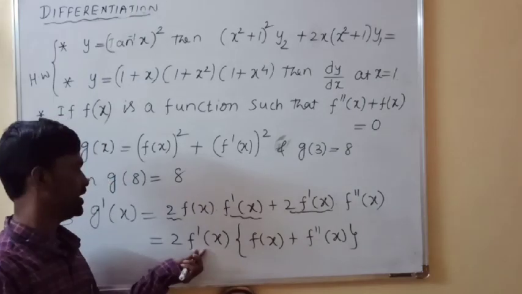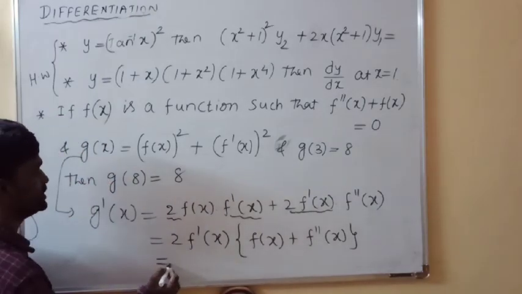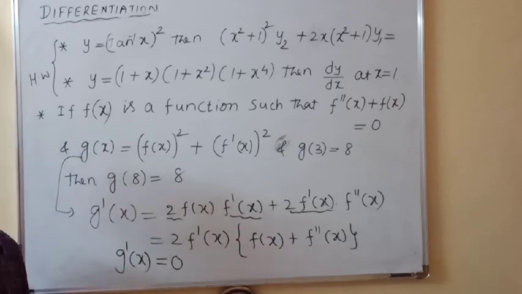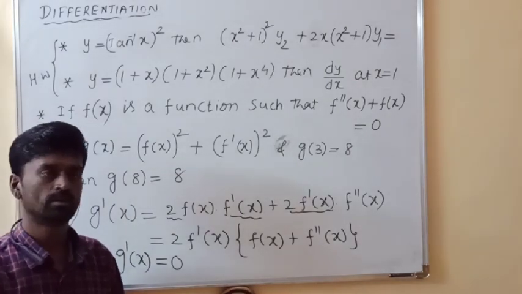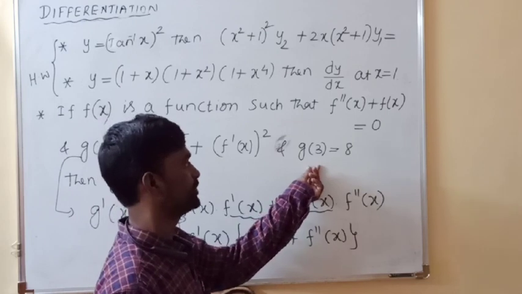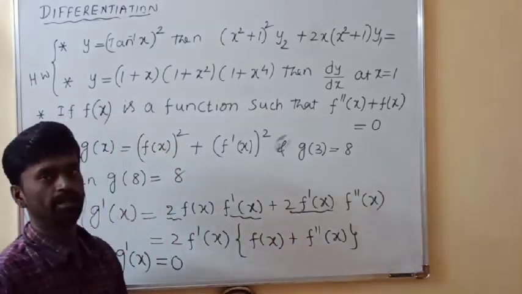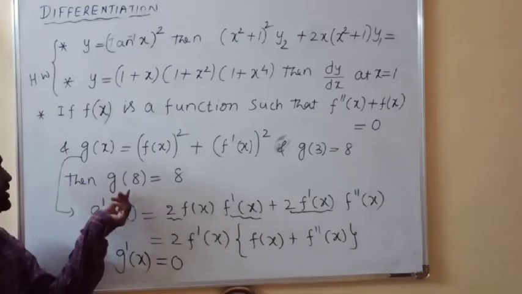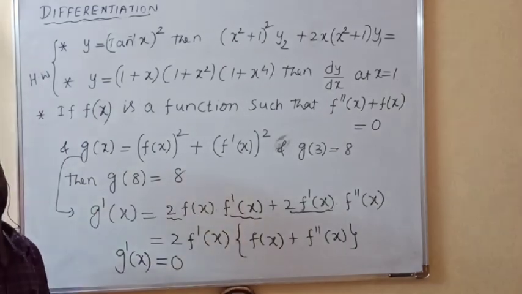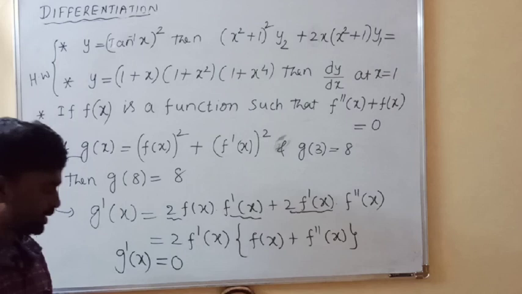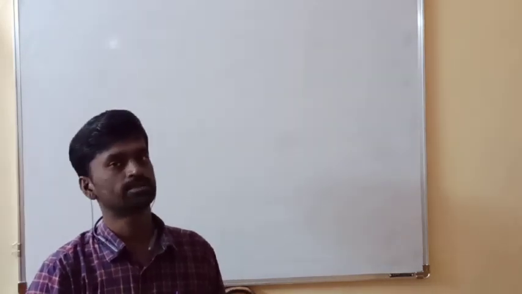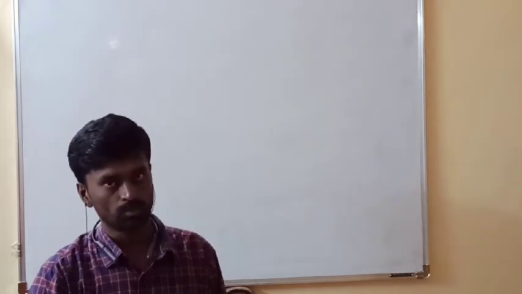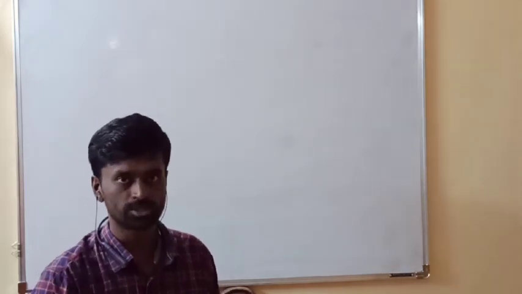So according to the given condition, f double dash x plus f of x is 0. So 0 into f dash x into 2 is how much? 0. So thus g dash x value is 0. So g of x is a constant function. So g of x is same as g of 3, that is equal to 8. So g of x value is 8 for all x. So particularly g of 8, also what will you get? 8. Okay. In this video I have almost solved the last 8 years' KCET problems from the topic differentiation.